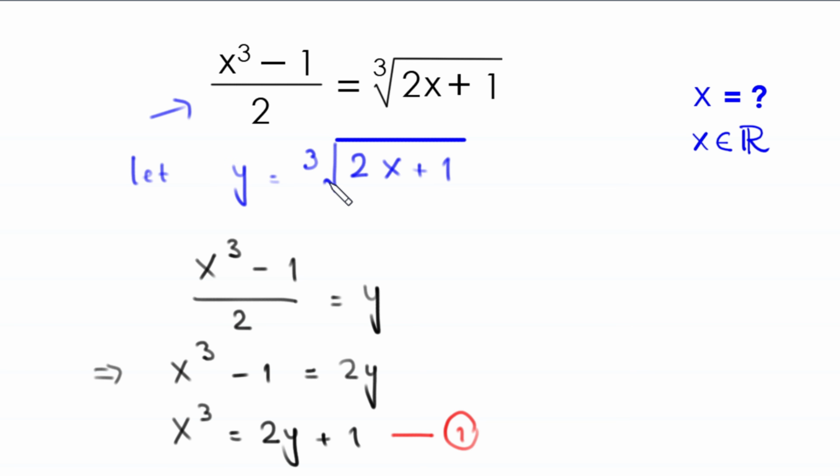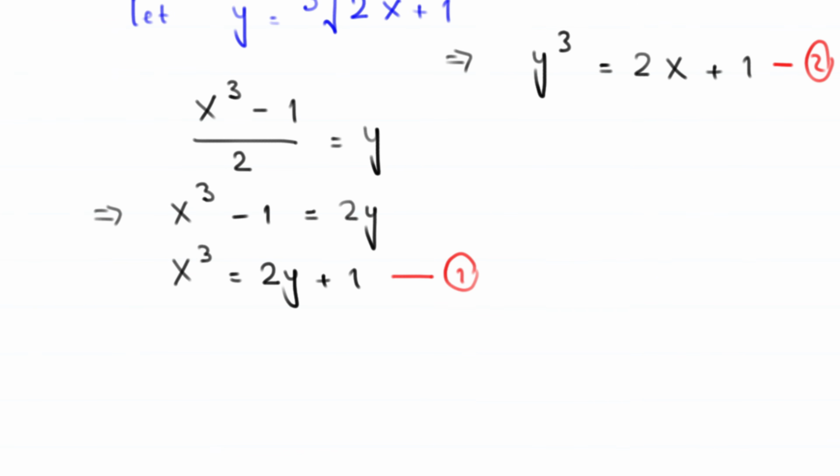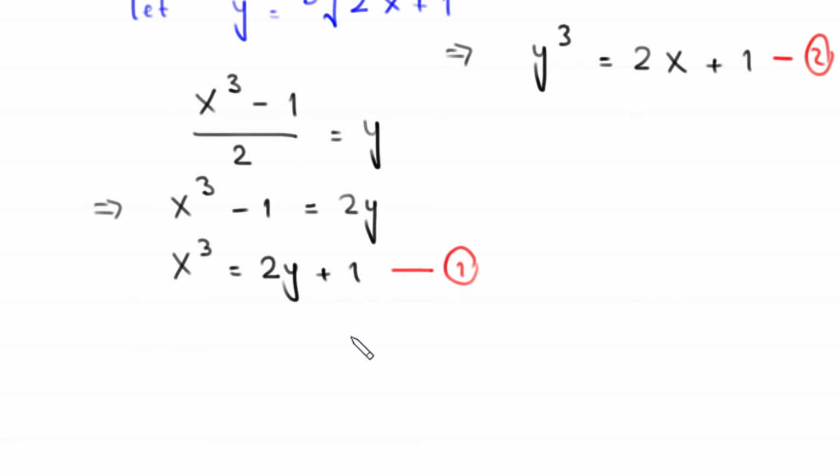And from this substitution, if we take a cube of both sides, this implies that y cubed equal to 2 times x plus 1. Let's call this equation number 2. Now we have two symmetric equations. So from equation 1, we subtract equation number 2.